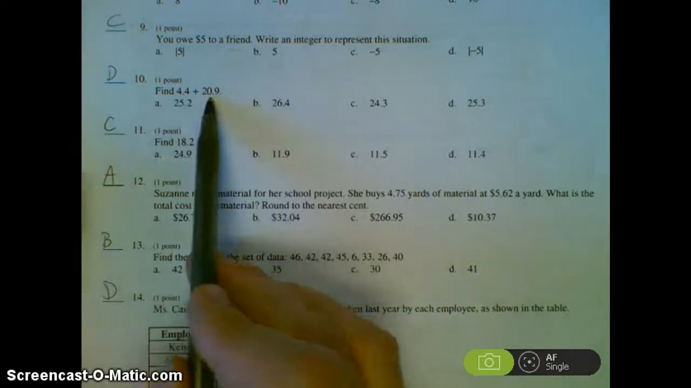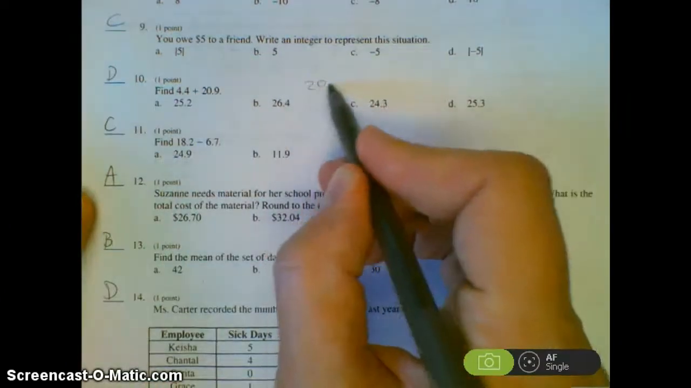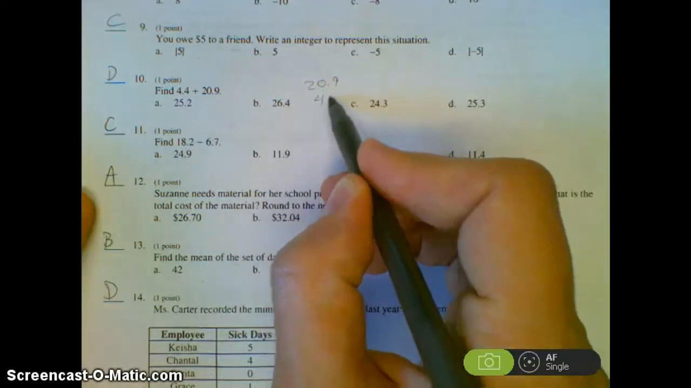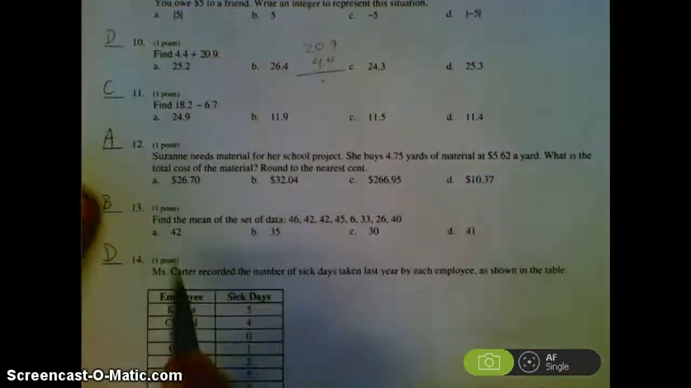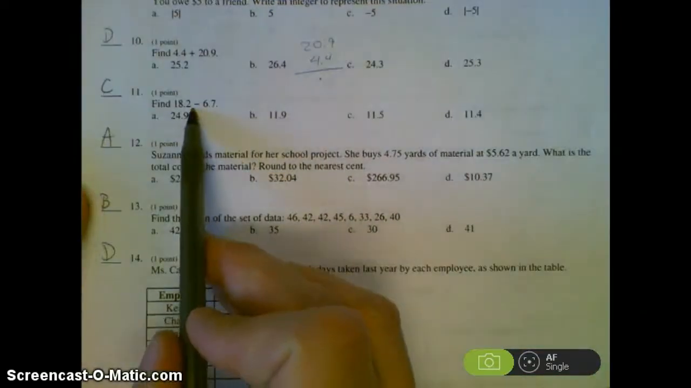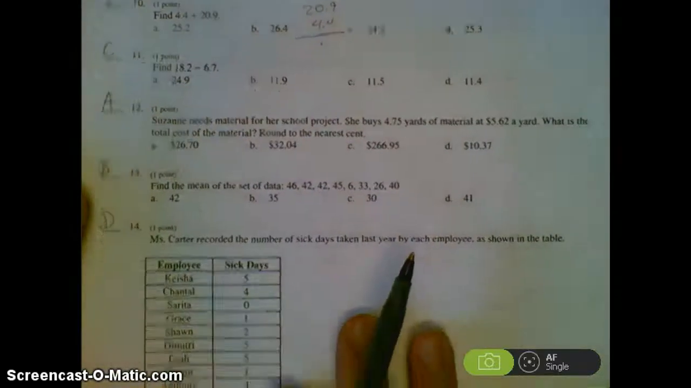The key to this problem was just making sure your decimals line up. You might have been able to do it mentally. Key to this problem, same thing. Make sure your decimals line up.